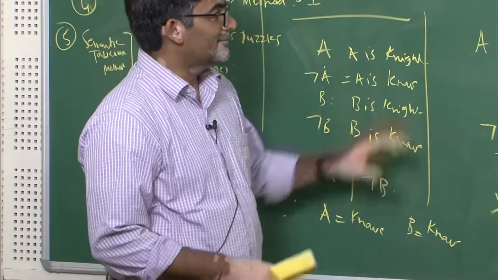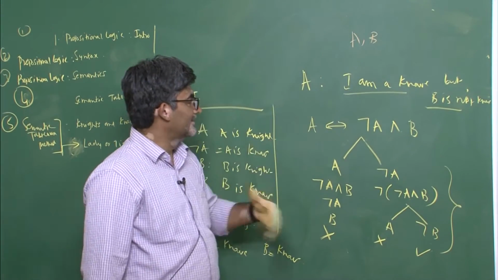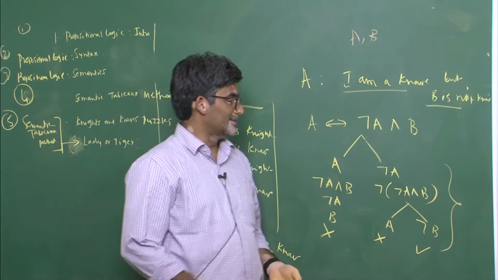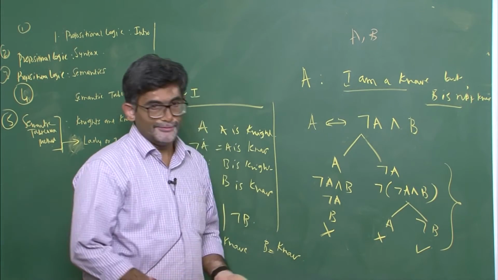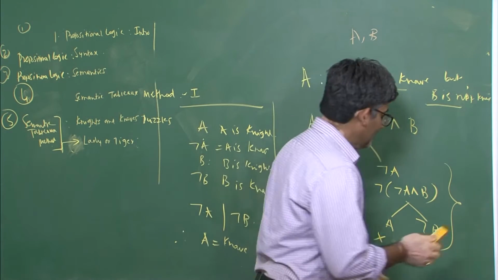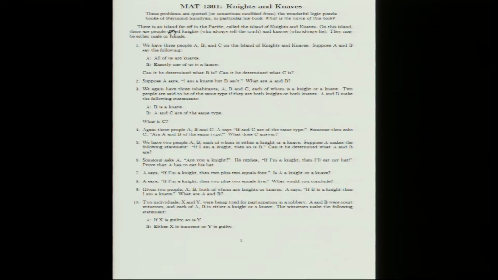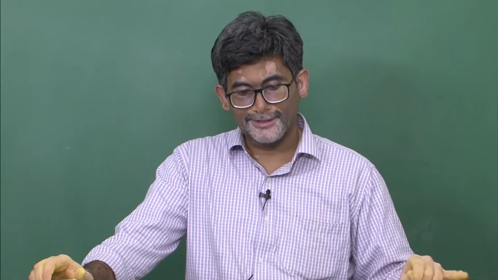Only then does it satisfy this particular formula, or the statement that A says: I am a knave but B isn't a knave. Then this is going to be the solution. So let us consider some other interesting problems. For example, in the first problem, what you need to write is that A says all of us are knaves. All of us are knaves can be represented as not A and not B and not C, etc. That tells us that all are knaves.